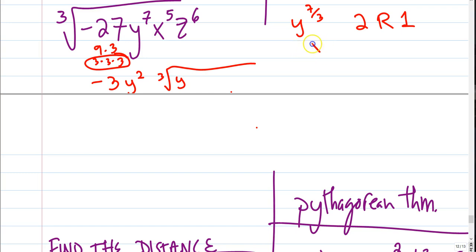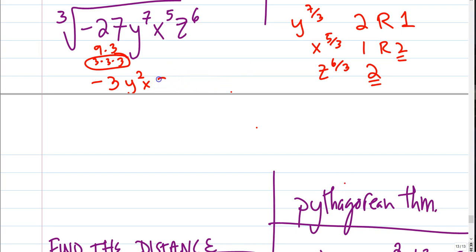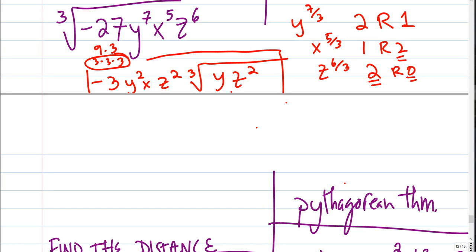X to the 5th, I think of it as x to the 5/3. 1x comes out with 2 remaining. Z to the 6th, I think of it as z to the 6 over 3. That's just 2. That means that 2 z's come out with nothing remaining. So the z's are not left in there. They all came out. What was left in there? How about a y and 2 z's? And that would be it. Now this seems like we're simplifying, but you're like, that doesn't seem any simpler. Well, keep in mind, radicals are complicated, and what did we do? We end up with less in the radical. That is why this is called simplifying.